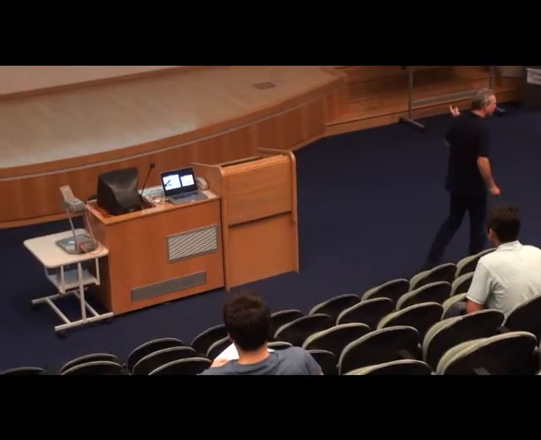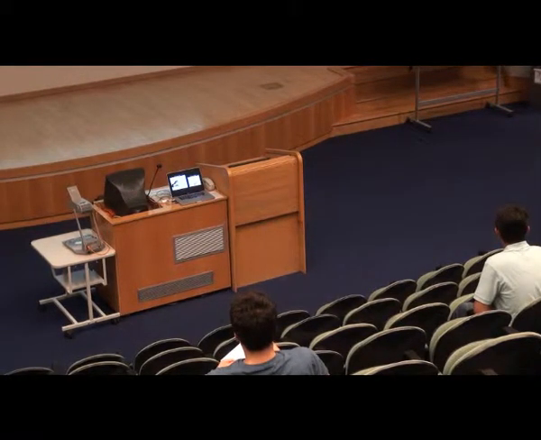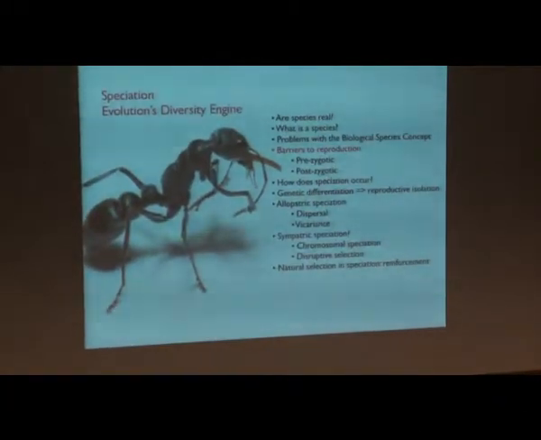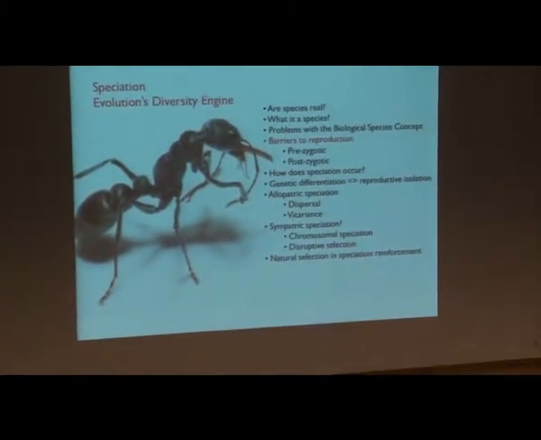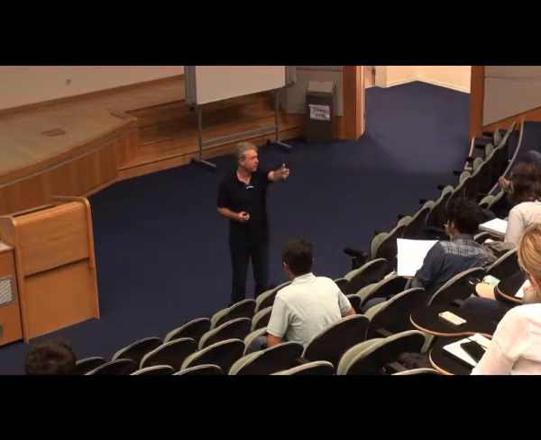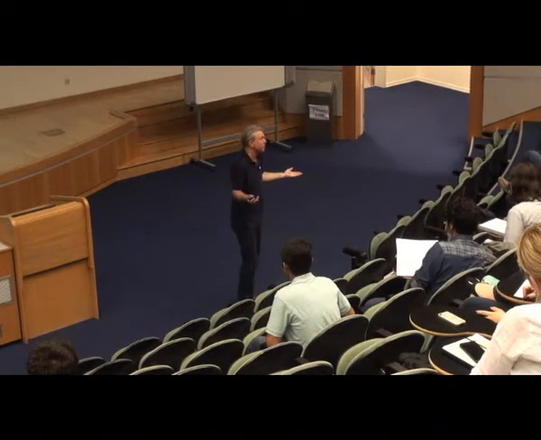That puts an interesting emphasis on the acquisition of reproductive isolation. That's what speciation is. It's the acquisition of reproductive isolation. So if for whatever reason everyone in this room was happily interbreeding but refused to breed with these guys, this group is now reproductively isolated from this group, right? We now have two species.